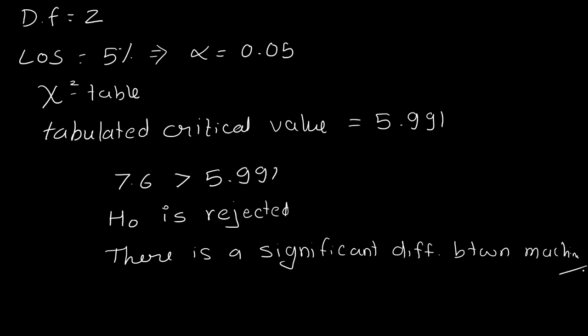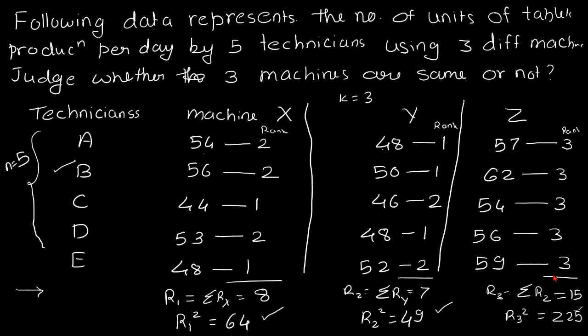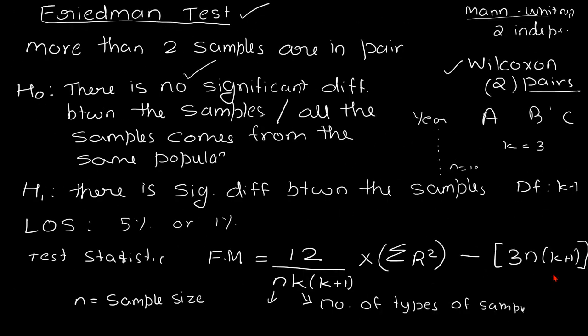So this is how you proceed with these examples. Now I will give a quick revision. Friedman's test is again a non-parametric test. It is a continuation of the Wilcoxon test. The first basic test is the Mann-Whitney U test, in which independent samples are tested.